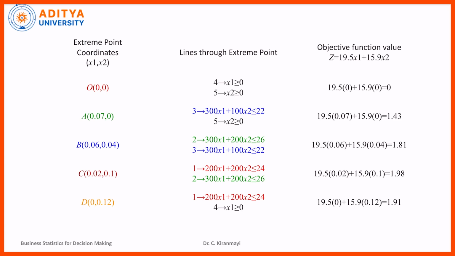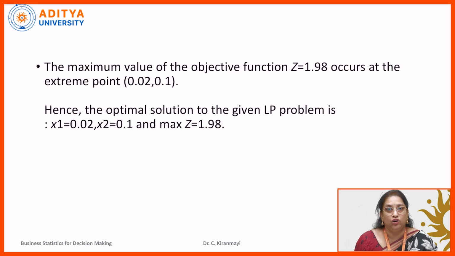Maximizing the profit. Find out which feasible solution is maximizing the function. So, here which is maximizing? It is 1.43, it is 1.8, 1.98, and this is maximizing the solution. And this maximum value has occurred at this point. This extreme point is maximizing our objective function. Therefore, the maximum value of the objective function is 1.98.